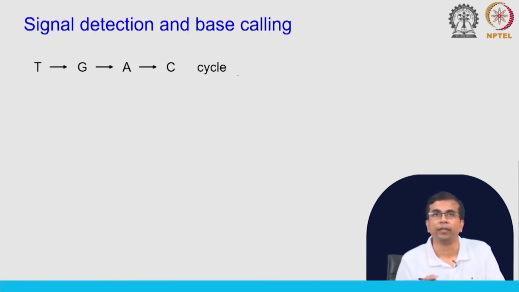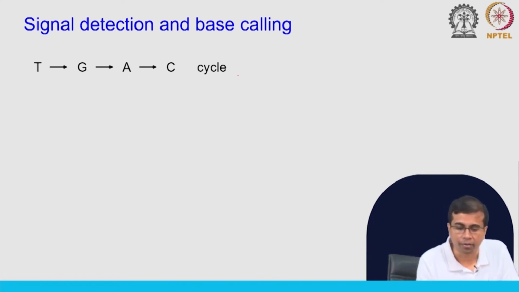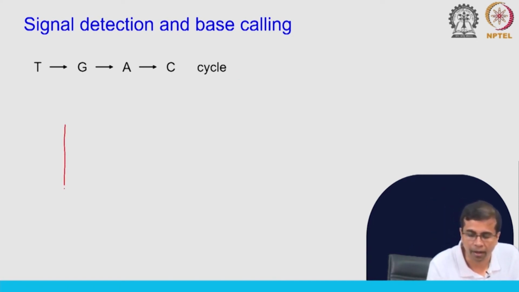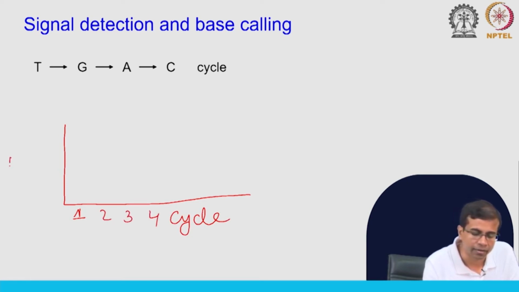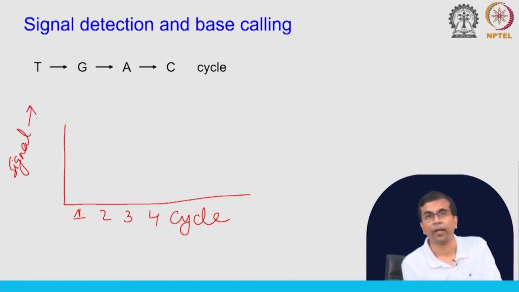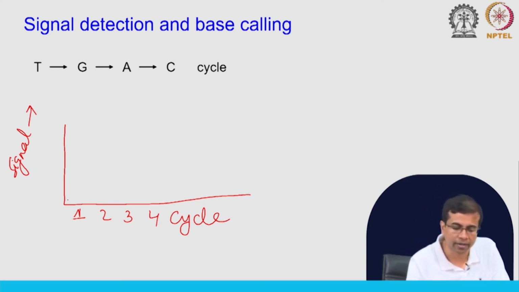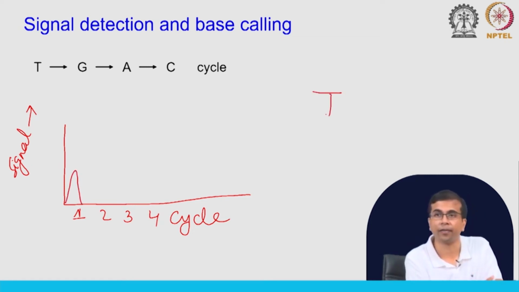Okay. So, let us imagine how this will look, how the base call actually happens. So, this is your cycle number. We have cycle 1, 2, 3, 4, etc., and this is your signal intensity. Y axis is signal, and we are following this cycle, let us say T, G, A, C. So, we first provide T and we see whether there is any signal. Yes, there is some signal. So, the base is T. We have identified the first base.